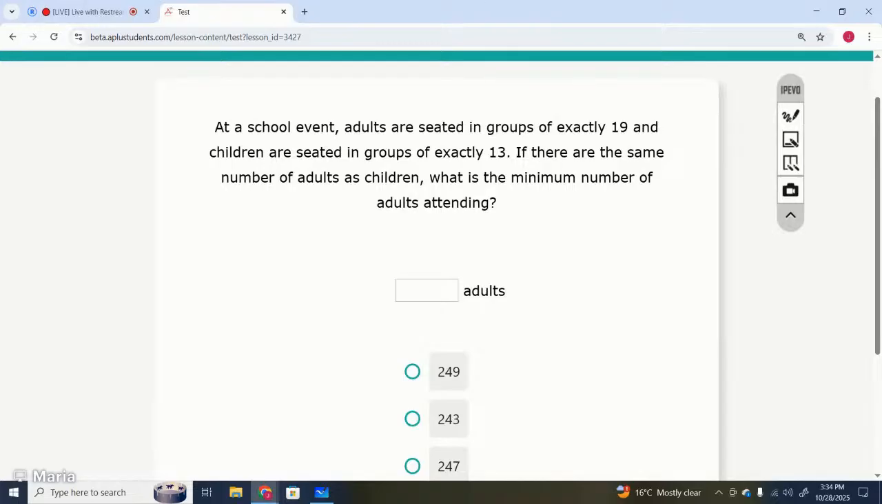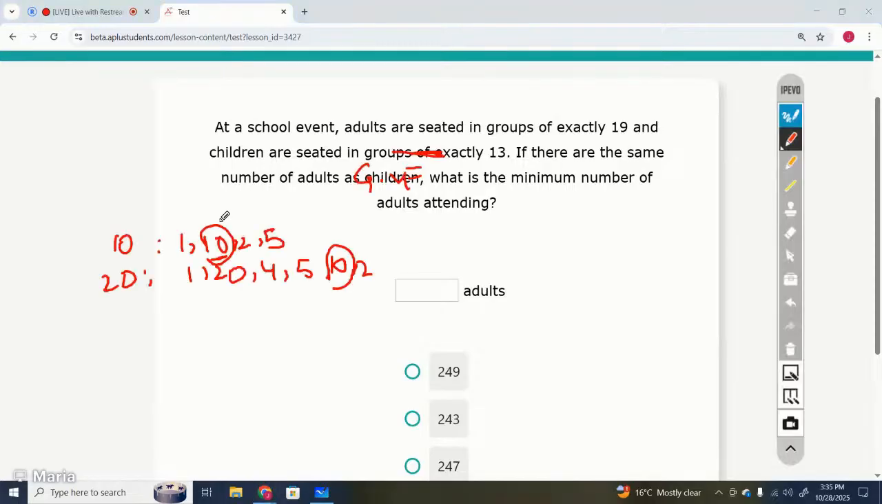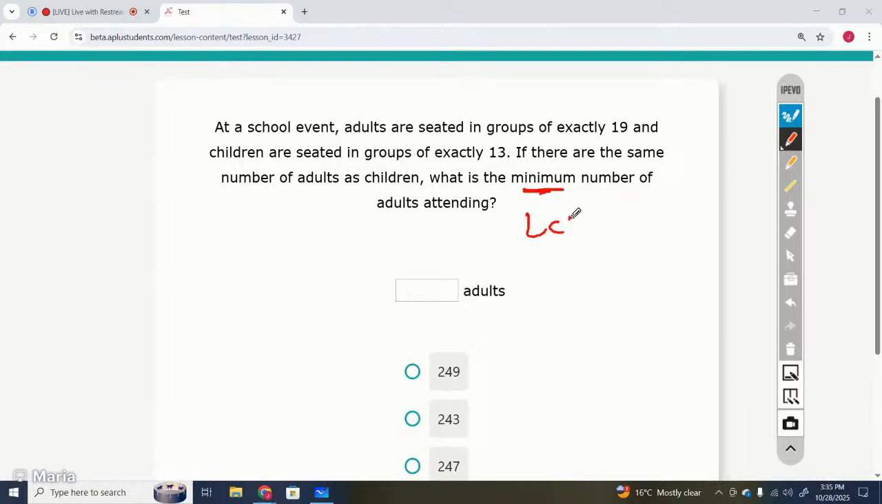So 19 and 13, they both are prime numbers. You need to calculate the minimum number, the least common multiple. They both are prime numbers. 1 times 13 is 13, 1 times 19 is 19, right? They only have two factors. So when both the numbers are prime, how do you calculate the LCM? You have to multiply both the numbers.